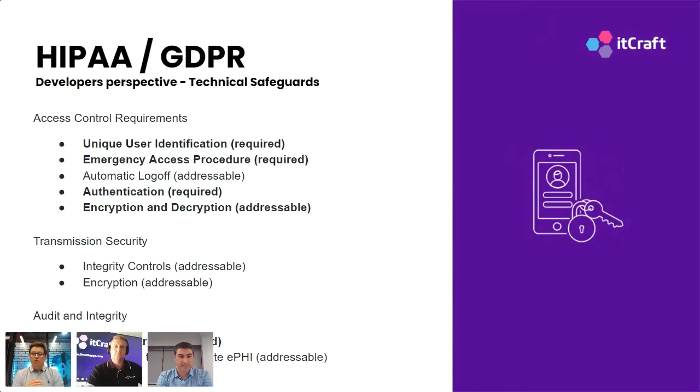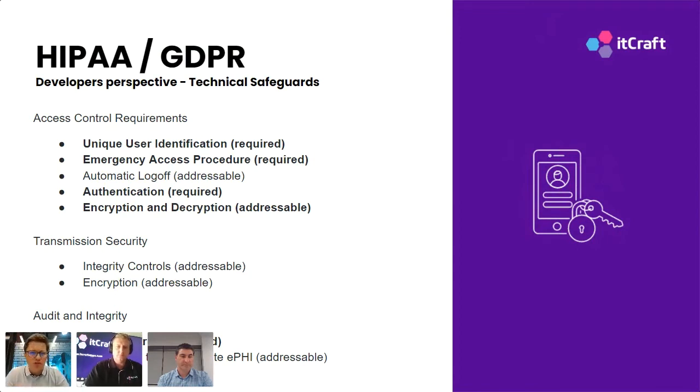So let's start with unique user identification. A unique user identifier allows you to track users' activity in the system. The rule does not provide any single format for user identification, so it's up to you. It can be a username, it can be a randomly generated number. It's up to the organization to decide what is best in a particular case. But here you don't have to worry, it's nothing complicated.